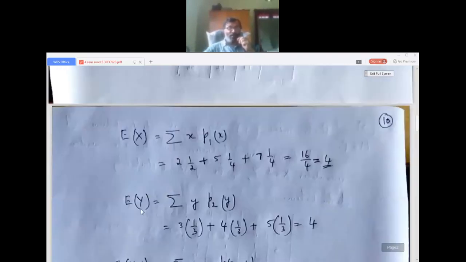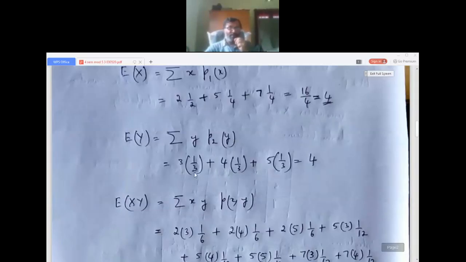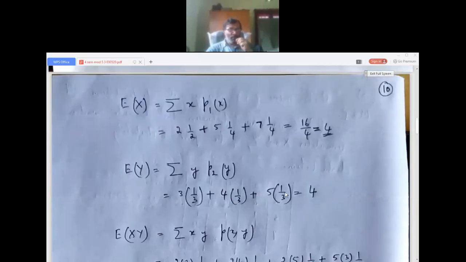Then E of y formula is sigma y into P2 of y. Sigma y into P2 of y means you can see the marginal distribution of y column. For y value 3, P2 of 3 is 1 by 3. For y value 4, P2 of 4 is 1 by 3. For y value 5, P2 of 5 is also 1 by 3. So we get 3 into 1 by 3 plus 4 into 1 by 3 plus 5 into 1 by 3.